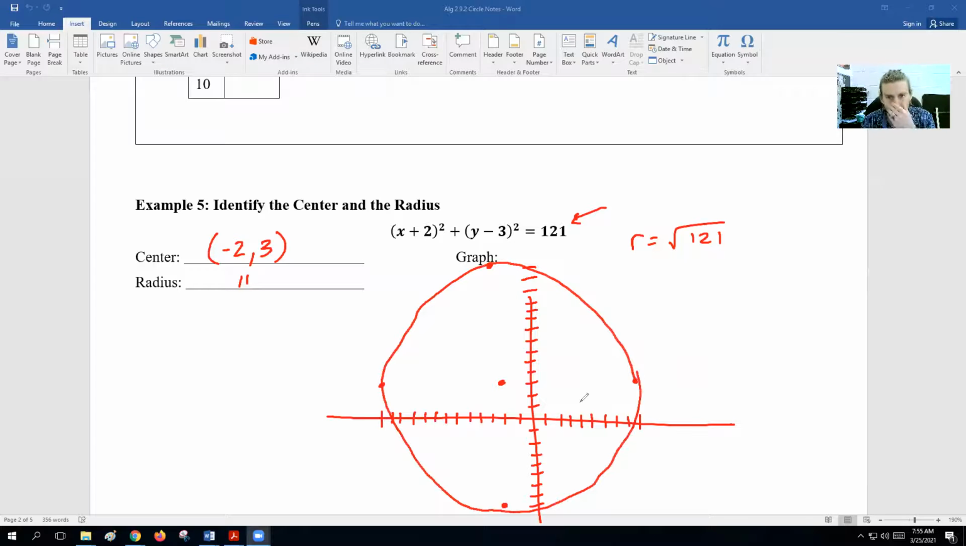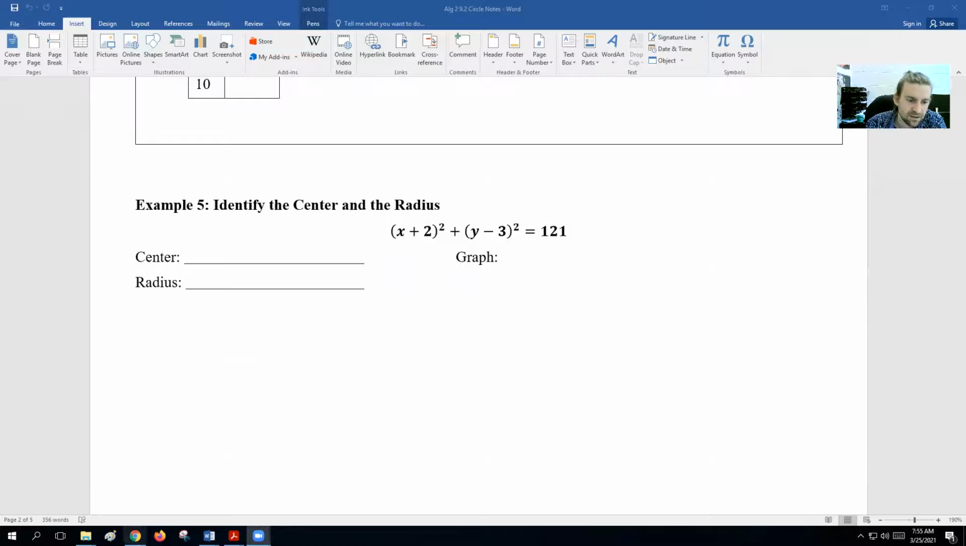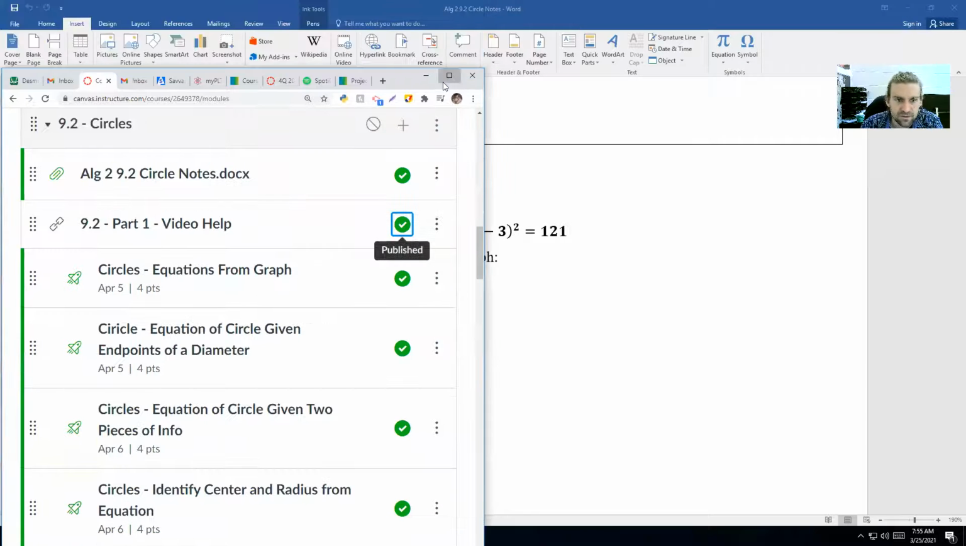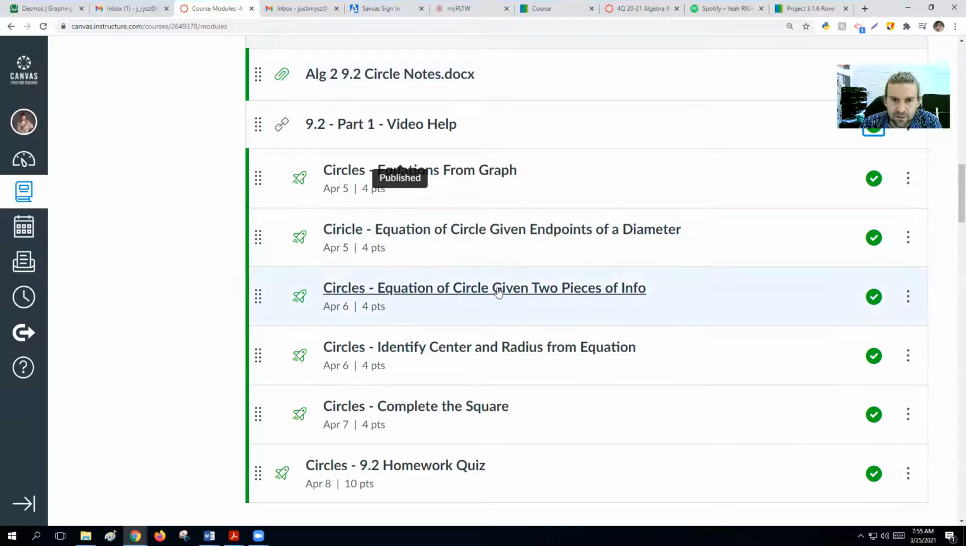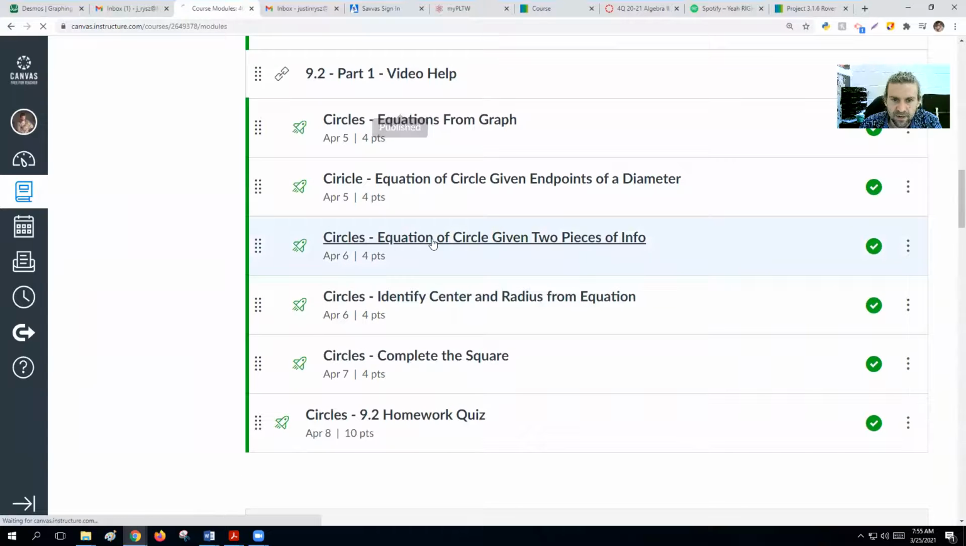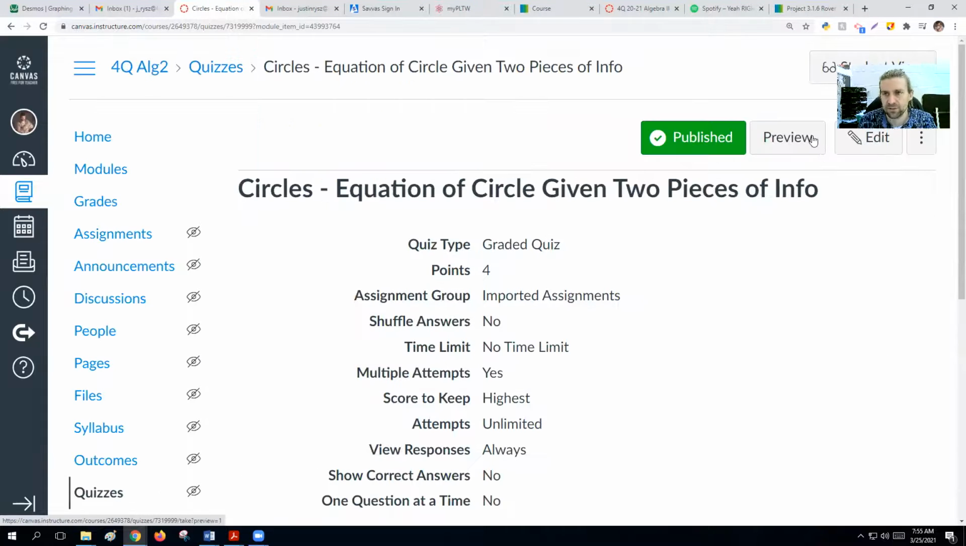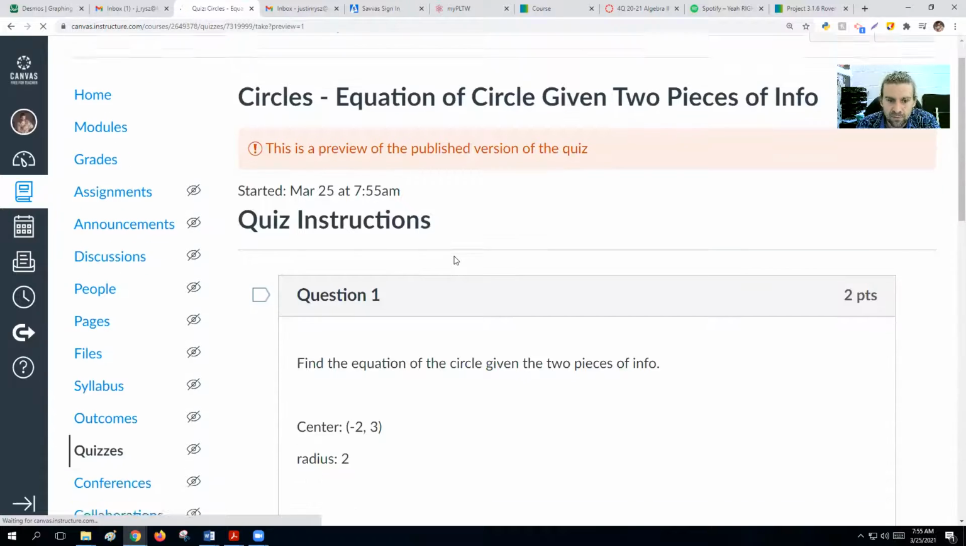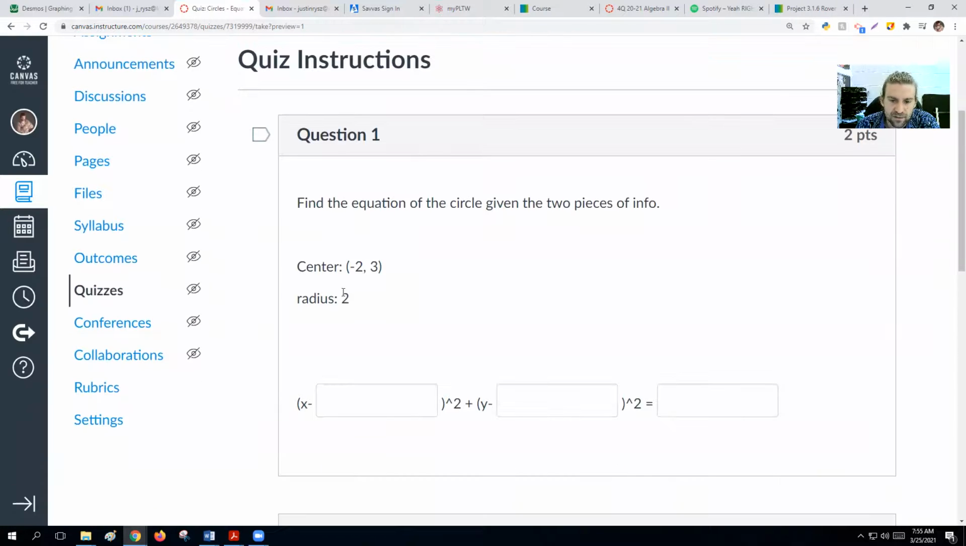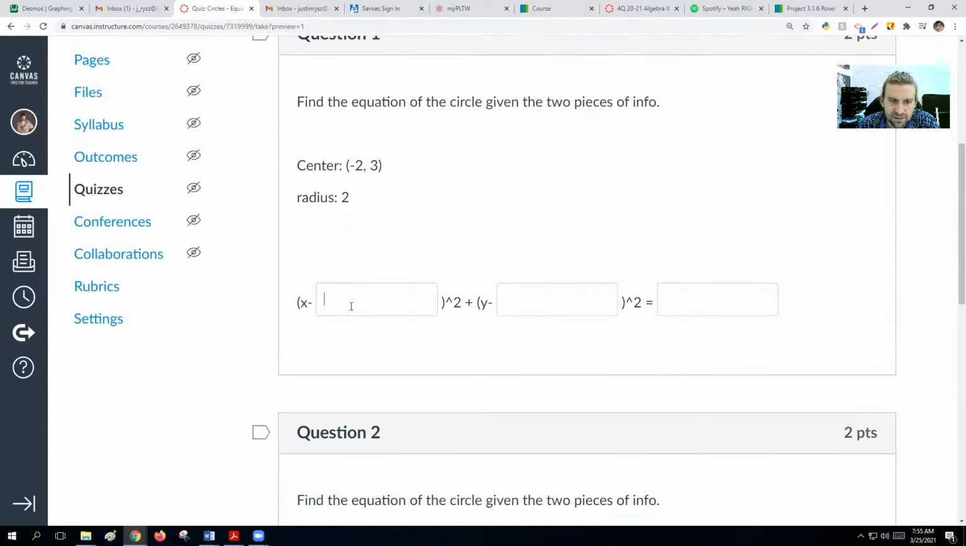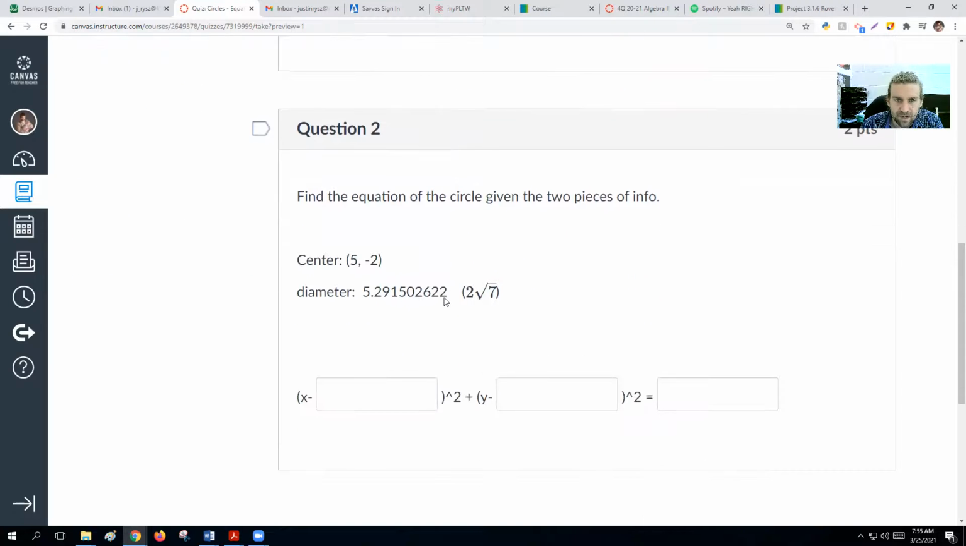And that's the equation. Okay, so let's take a look at the quizzes that you will be taking on Canvas. Make sure you are all set for this. First problem: find the equation given two pieces of information. We know we're looking for the center and the radius. This problem is super easy. They already tell us the center is at (-2, 3). For the radius, all you have to do is square it.